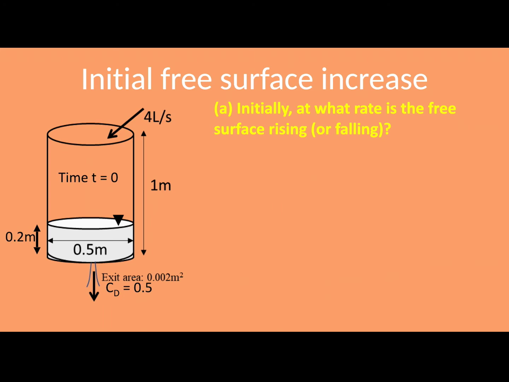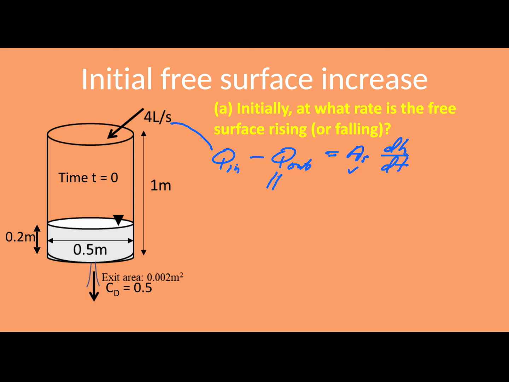How do we actually calculate that? Well, the starting piece is to say, initially, at the same instant where we have 0.2 meters of water, at what rate is the free surface rising or falling? In order to do that, we go back to our conservation of mass equation, which was that Q in minus Q out is equal to the surface area of the reservoir, the tank, times dH/dt. The surface area of the reservoir is known, given with the 0.5 meter diameter. The inflow is the 4 liters per second, 0.004 meters cubed per second.